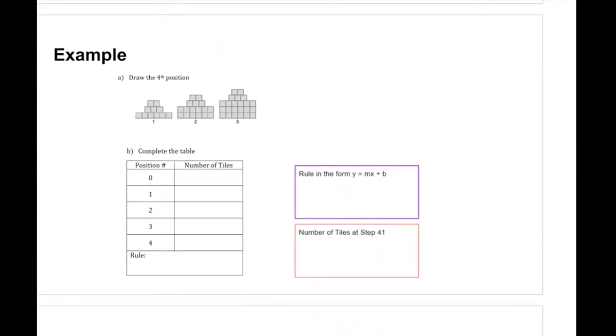Let's look at another example. I want to go through the same steps. Draw the 4th position, complete the table, come up with a specific rule, and figure out the number of tiles at step 41. So I'm going to recommend that you pause the video now to try this one on your own. Again, create the 4th position, complete the table, come up with a general rule, put that rule into a mathematical form, and then figure out the number of tiles at step 41.